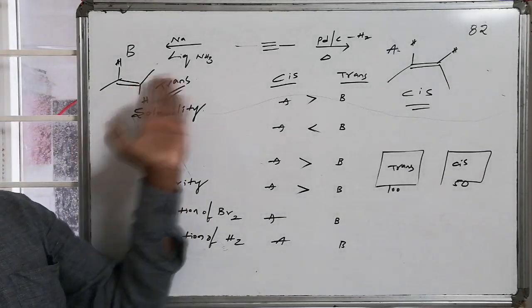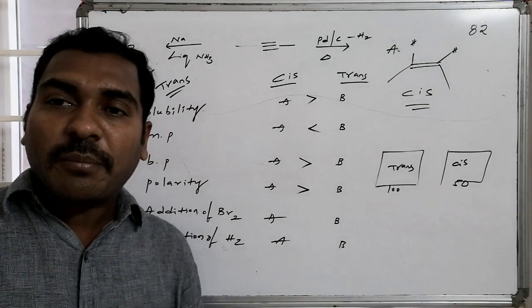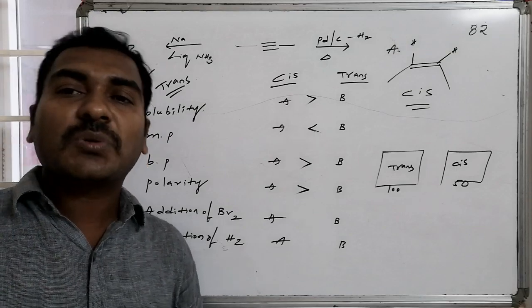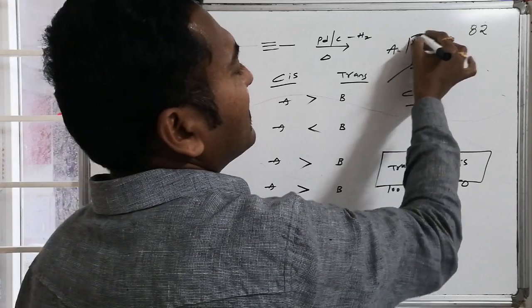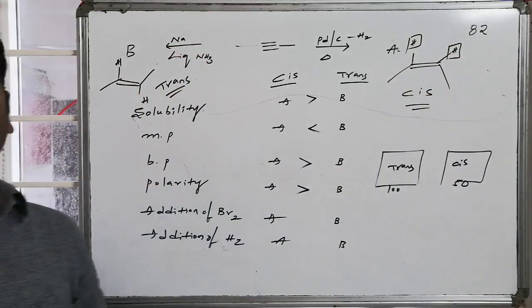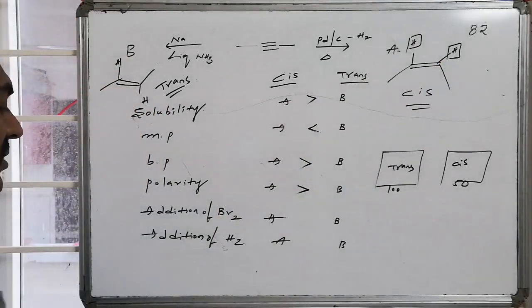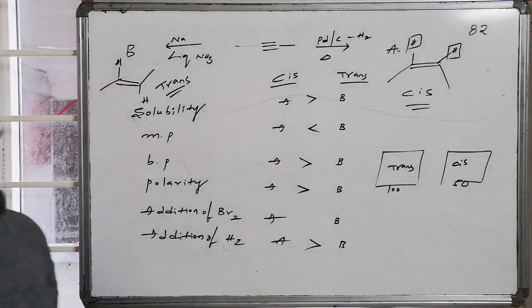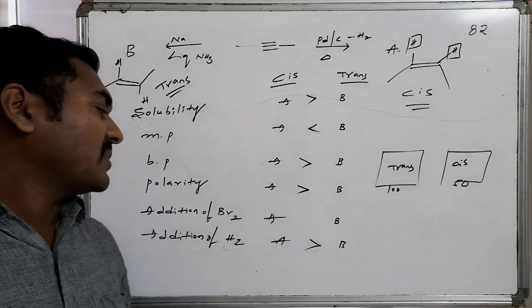In whichever alkene system, if on one side there are no bigger bulky groups present, then from that direction addition becomes very prominent. That is the case in cis, because this is a small group, this is also a small group, and these small groups do not affect much. Therefore hydrogen addition from this side becomes very easy. So addition of hydrogen in the cis isomer is found to be more effective, with a higher rate, compared to the addition of hydrogen to the trans.